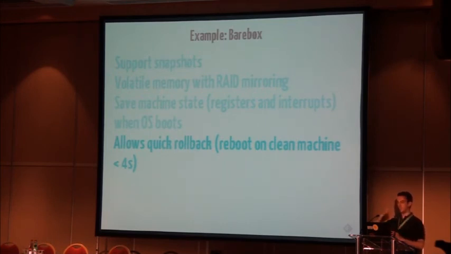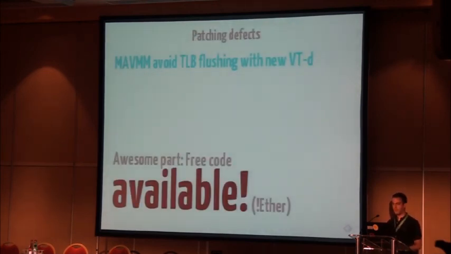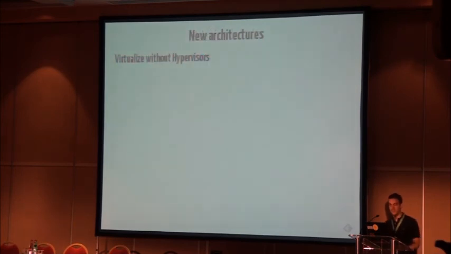In fact, you have a second hard drive taking over after the boot. The malware is executed and impacts the second hard drive, and when you are done with it, you roll back to your first hard drive state, put registers and interrupts to the last state, and you're ready for a new analysis. So this is the best rollback that I've seen for physicalization, under 4 seconds. You can also patch defects. MAVMM for malware analysis is a VMM that avoids TLB flushing with new VTD, VTD for hardware-assisted virtualization for memory. And the awesome part with this one is the available code. Ether was not available. This one is available, so we can use it, patch it, modify it, understand it, detect it. It's cool. So we have new architectures, virtualized without hypervisors.